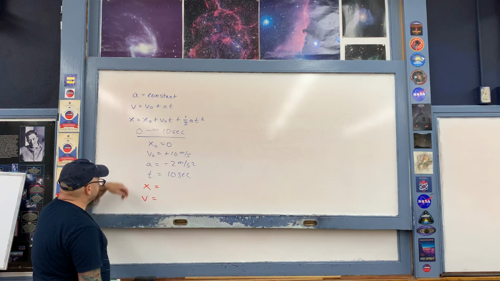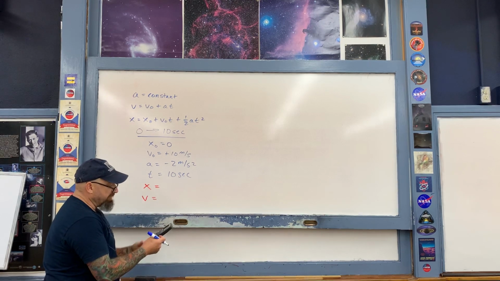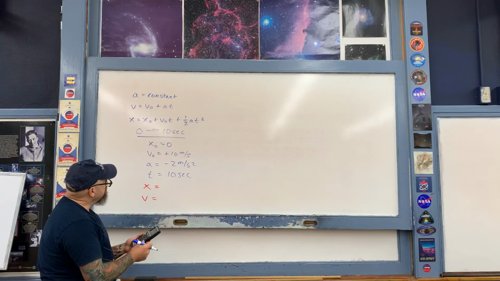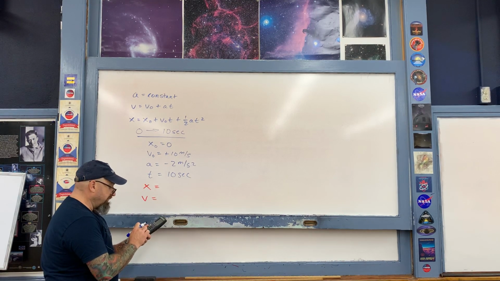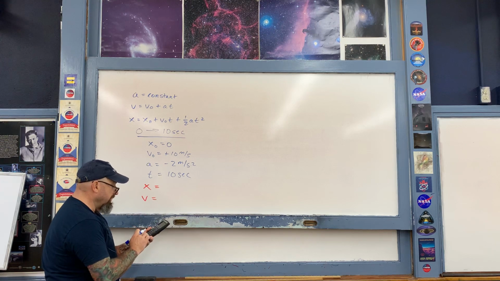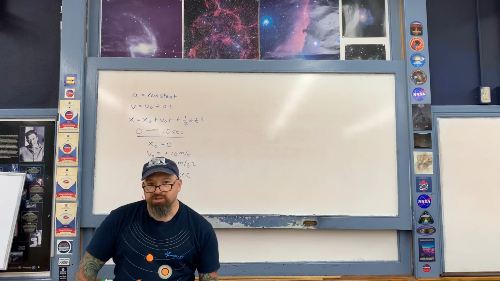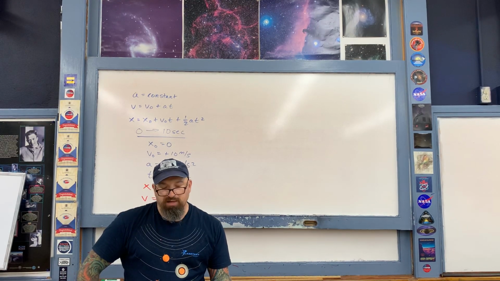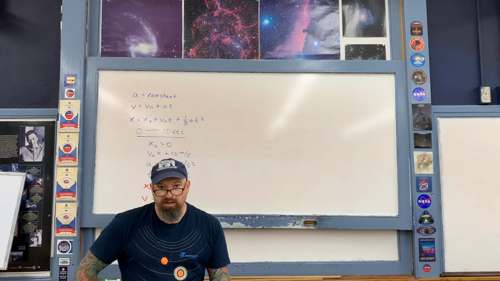So what I need to do first of all is take all of this data and plug it into the position equation to find the position x. So I have the initial position x naught, which is 0, and then v naught times t, plus 1/2 times the acceleration of negative 2, multiplied by 10 squared. And this ends up being 0. So notice that the object starts at the origin and ends up at the origin after 10 seconds. This then means that at some point during this time interval, the object must have turned around and moved in the opposite direction. We have to calculate when and where that occurred.